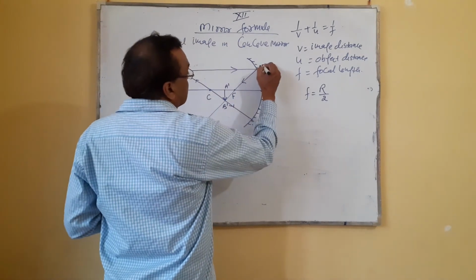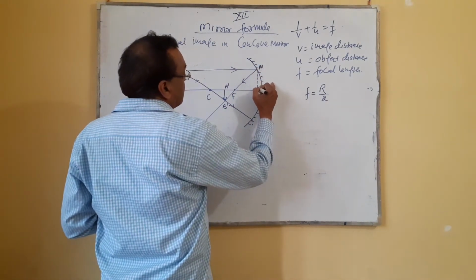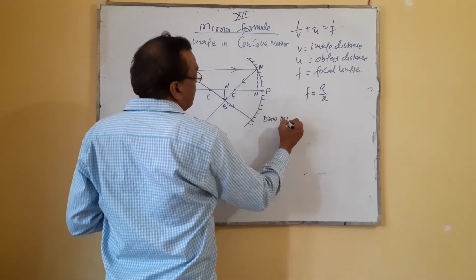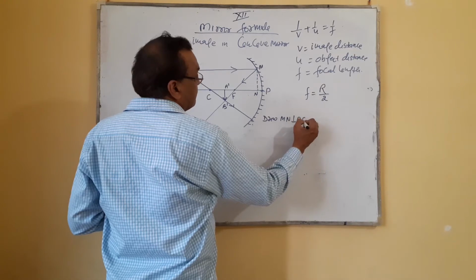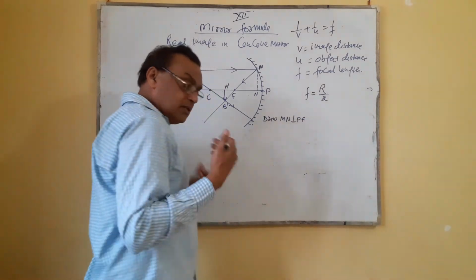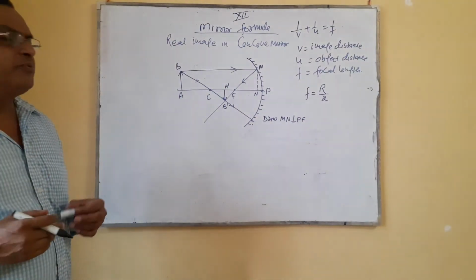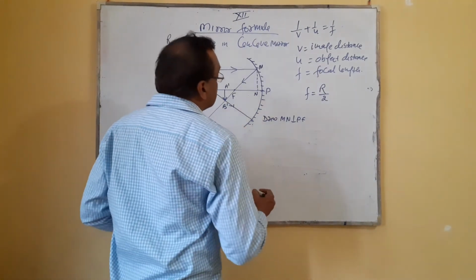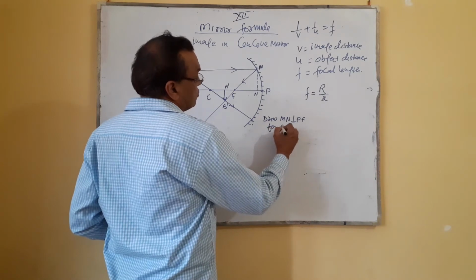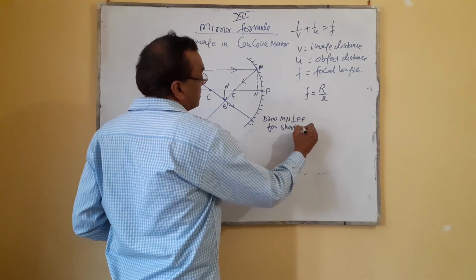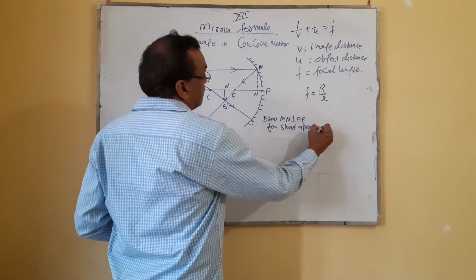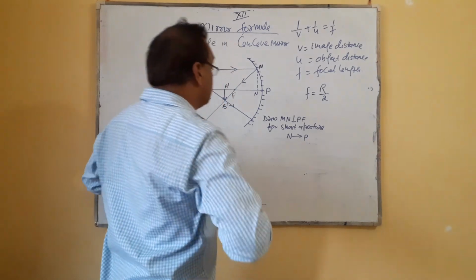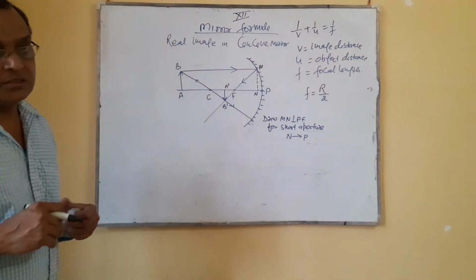Here suppose this is M, we have drawn MN perpendicular to PF. All the formulas, mirror formula and lens formula, we will study, and all those assumptions are for a short aperture, and N tends to P.